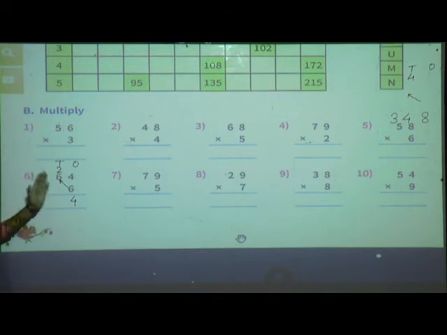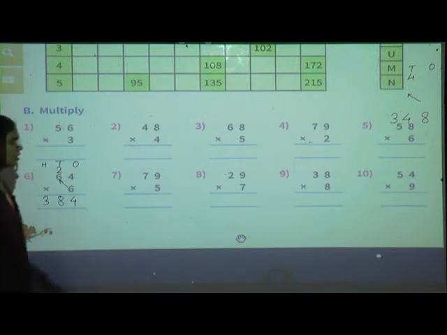Now 38 tens is equal to what? 300 and 8 tens. So write here 8 at tens place and 3 at hundreds place. So what will be the answer? The answer is 384. Now see the next 7th example.